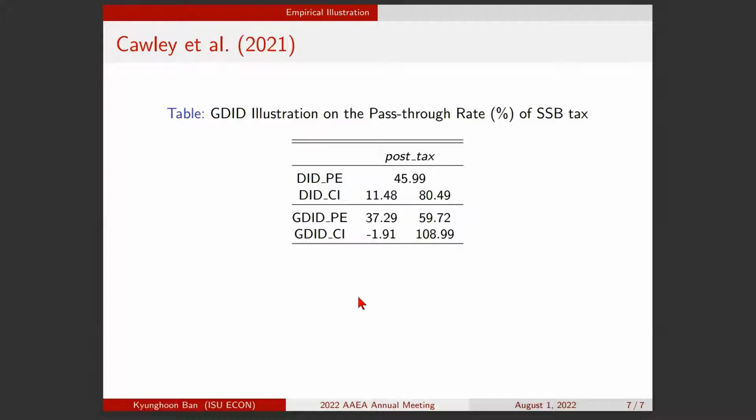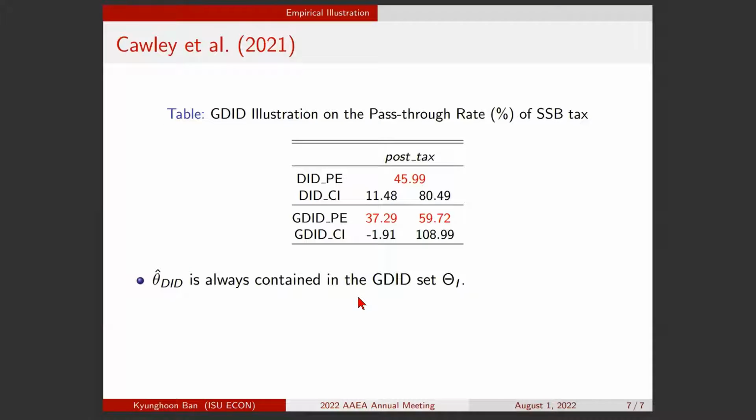So this is the percentage of the pass-through rate of the tax. First of all, the first two lines are the standard DID outcome, and the third and fourth lines are our method's results. If we look at the point estimate and our bounds, we see that the DID estimate is always contained in our GDID set. That means our approach is always robust to the standard DID method, and our approach is using a weaker assumption.